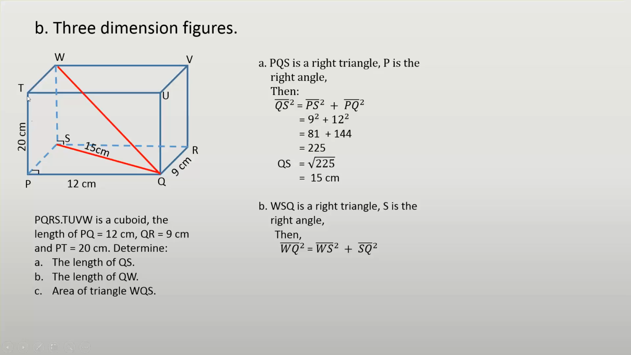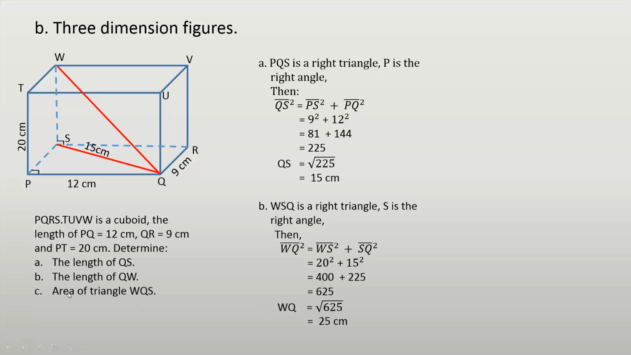WS and PT are equal. So the length of WS is equal 20 centimeter. So we get 20 square plus 15 square. So equal 400 plus 225 is equal 625. So WQ is equal square root of 625 is equal 25 centimeter.